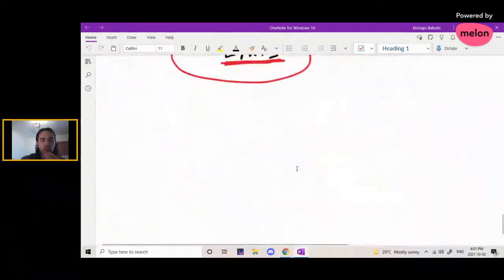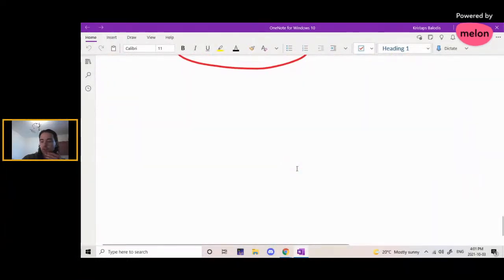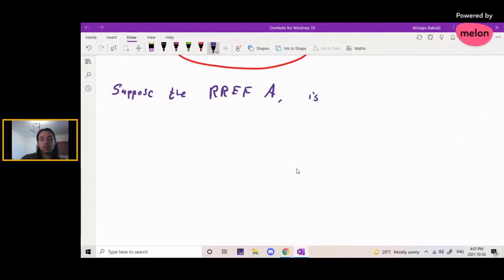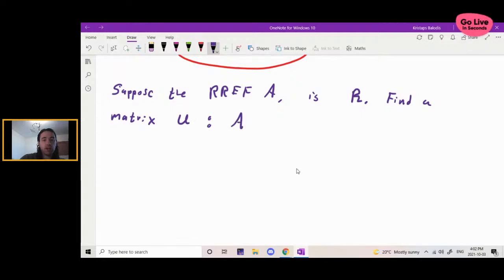Last time we used these to find the inverse of a certain matrix, but there are questions from the textbook that look something like, suppose the reduced row echelon form of the matrix A is the matrix R. And then the question might say something like, find a matrix U such that A is equal to U times R.